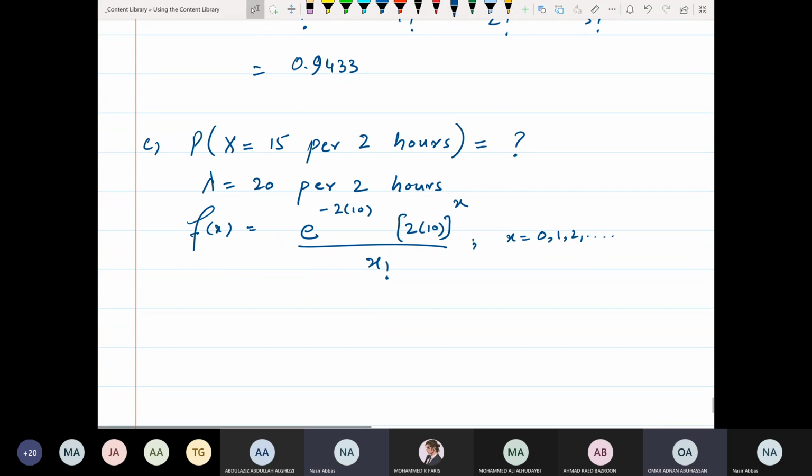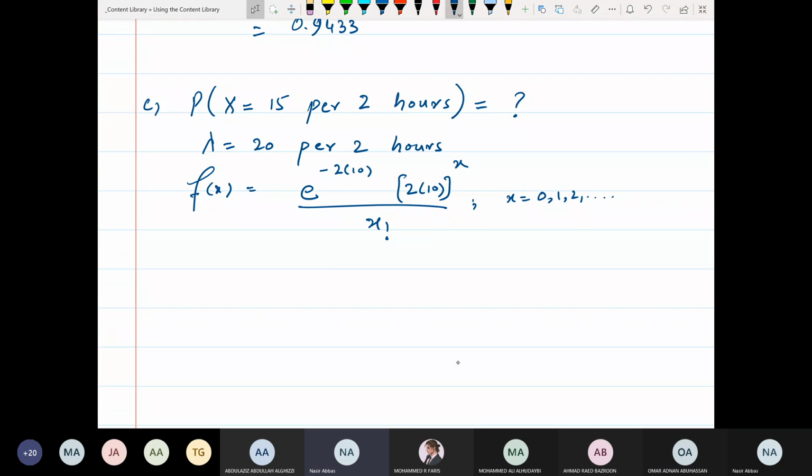So what I do for this question is I directly find the probability of x equals 15 by simply plugging in e to the power minus 20, 20 to the power 15 over 15 factorial. And this will be the answer of this part C.